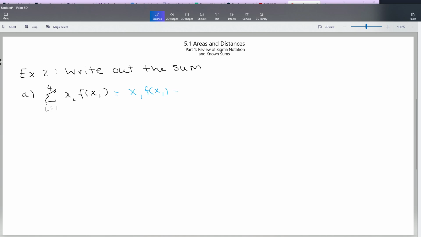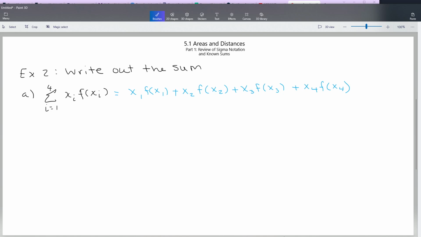Okay. Then my second term is going to be x2 times f of x2. Right, so it looks like we're doing x value times y value for each one of these. Right, so my third term is x3 times f of x3. And my last term is x4 times f of x4. So again, this looks like x value times y value for each of these different x's.